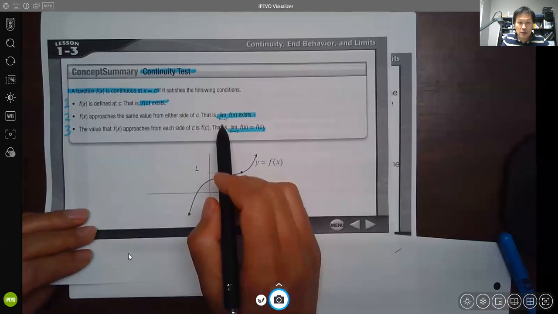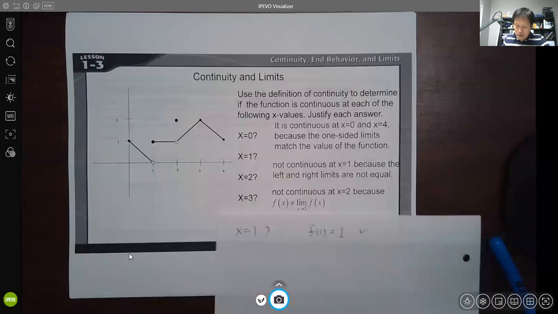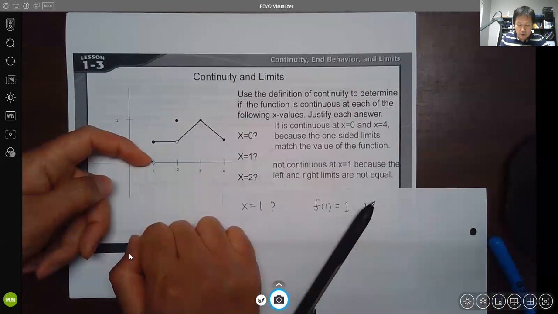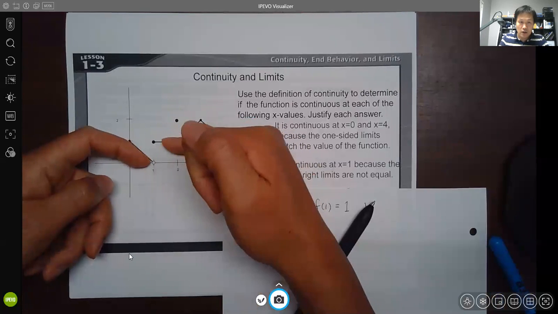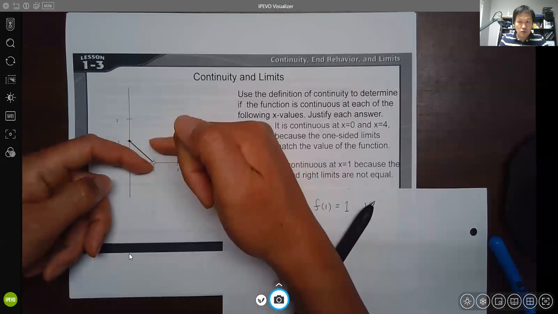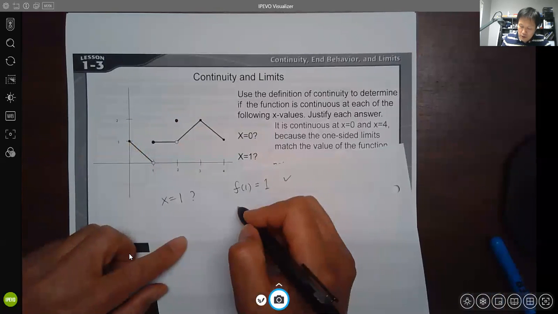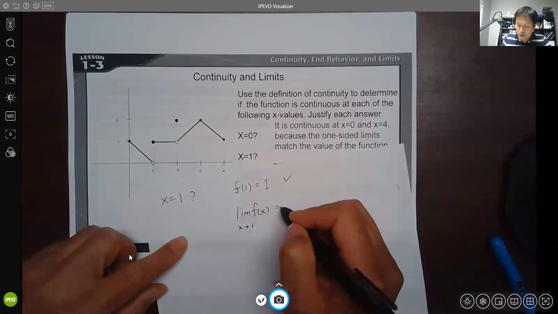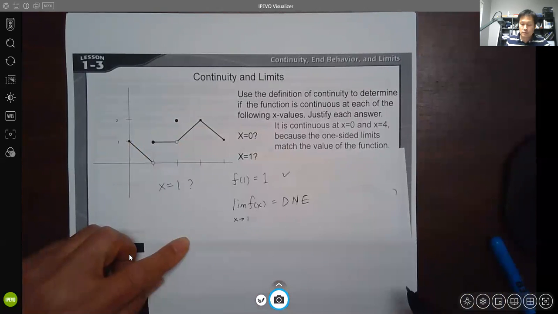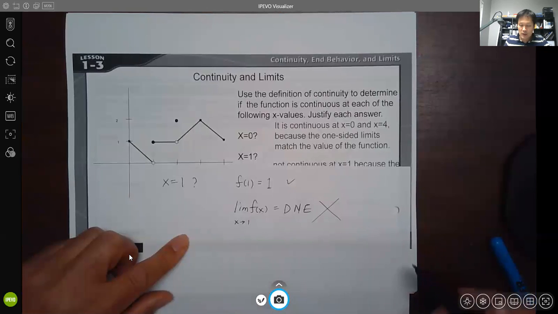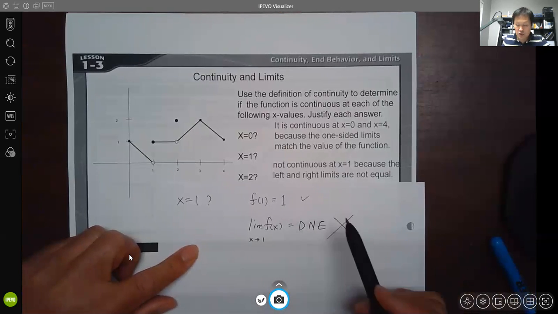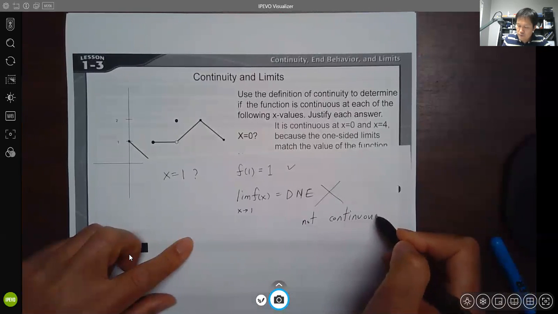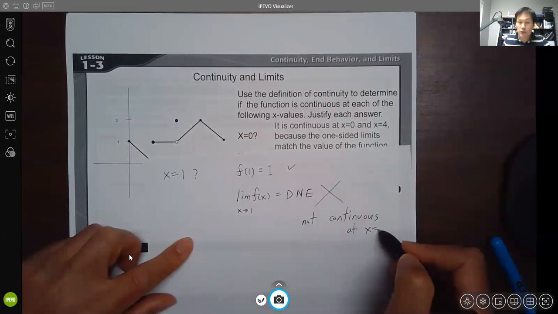Second condition was limit. Does the limit exist? So the limit as x approaches 1 from the left, as x approaches 1 from the right. They don't match. So the limit of f of x as x approaches 1 does not exist. Busted right there. So that's why it's not continuous at x equal to 1.